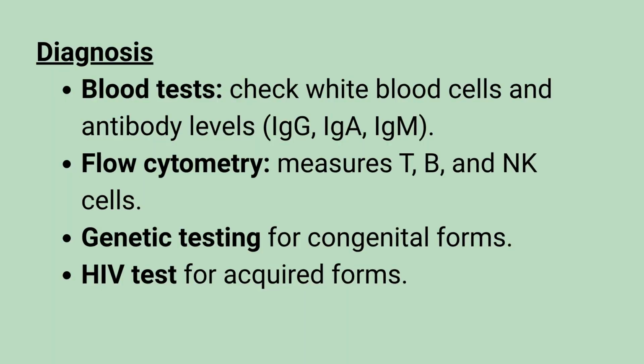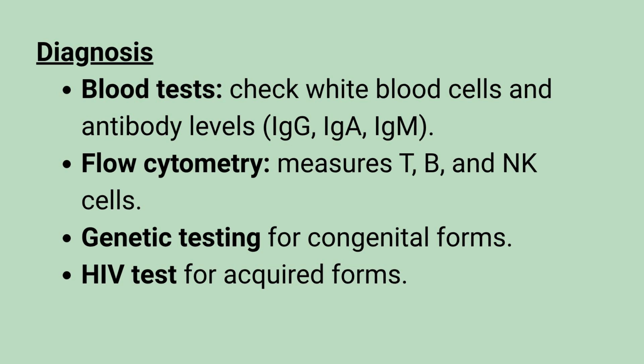Diagnosis. Blood tests are the first step in diagnosis. They check the number and function of immune cells and antibody levels. It includes total white blood cell count. It measures how many immune cells like lymphocytes and neutrophils are present. A low WBC count indicates possible immune system weakness.